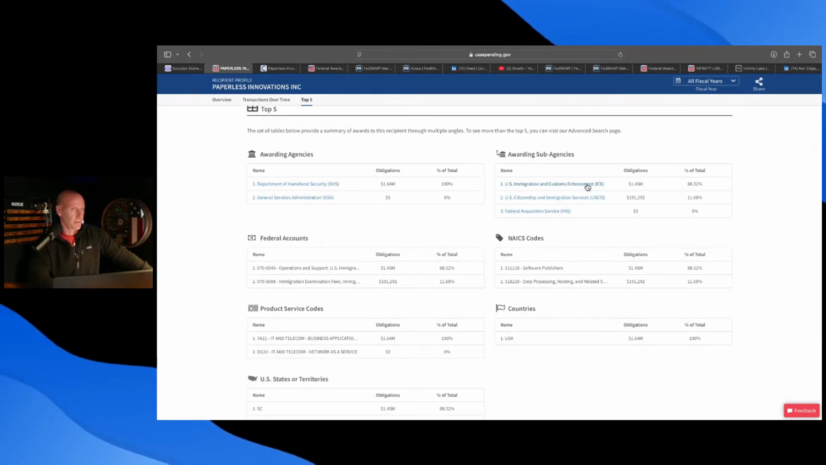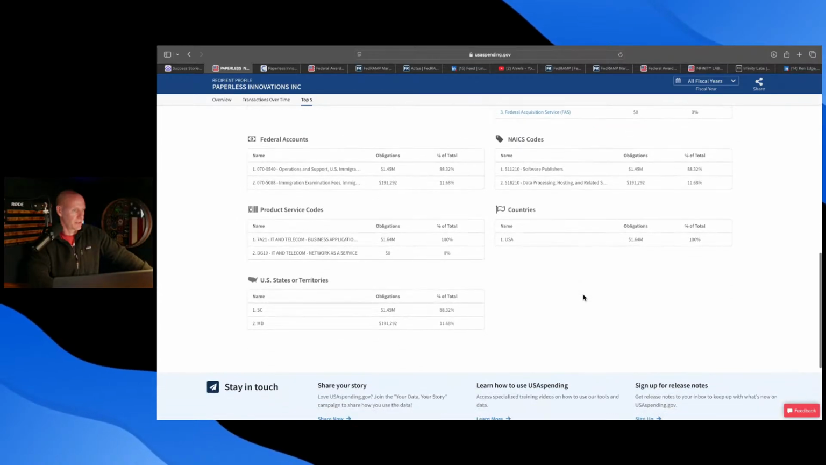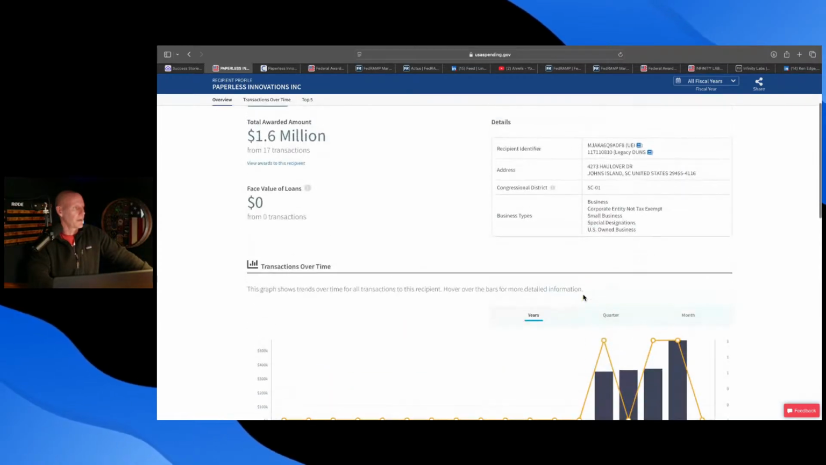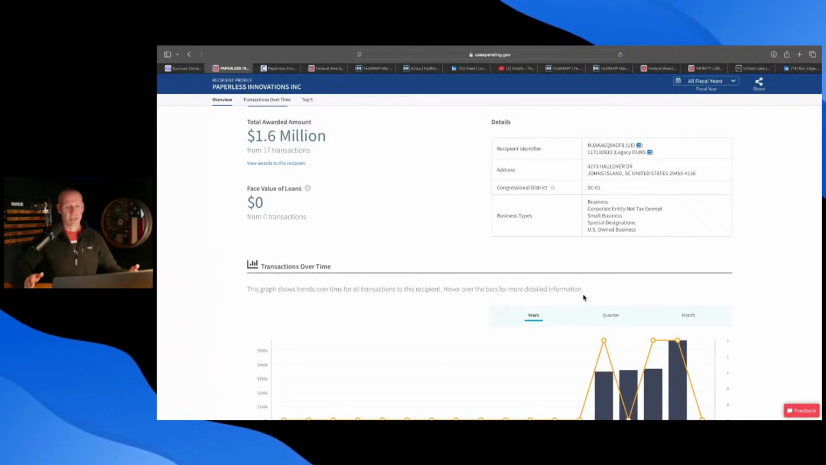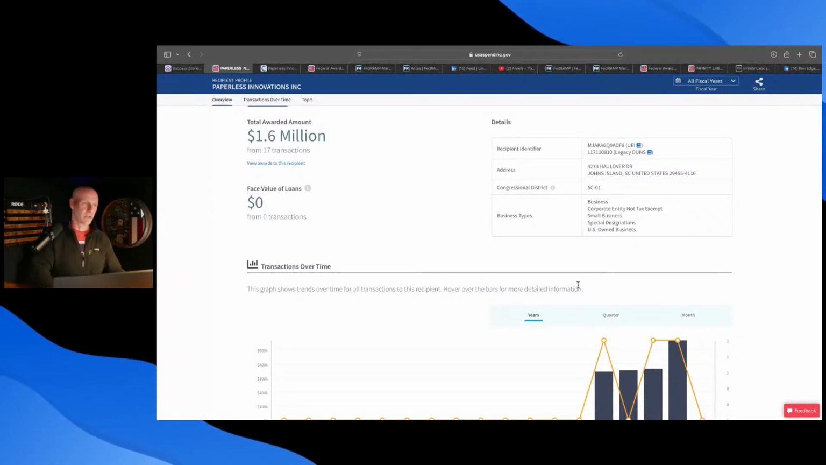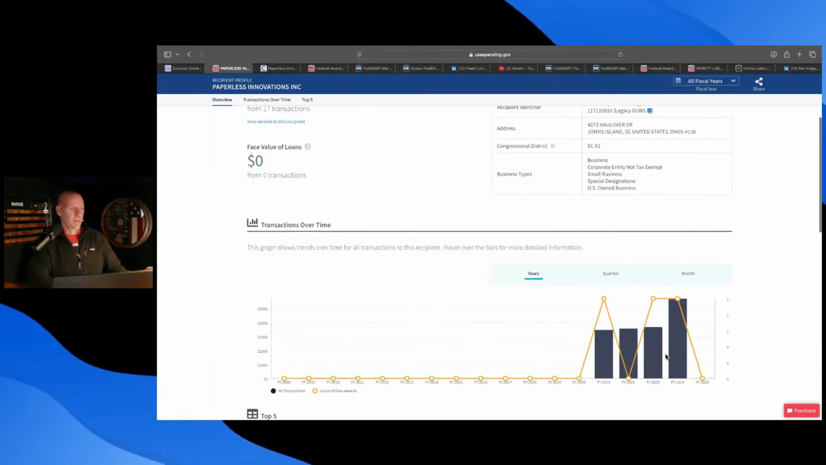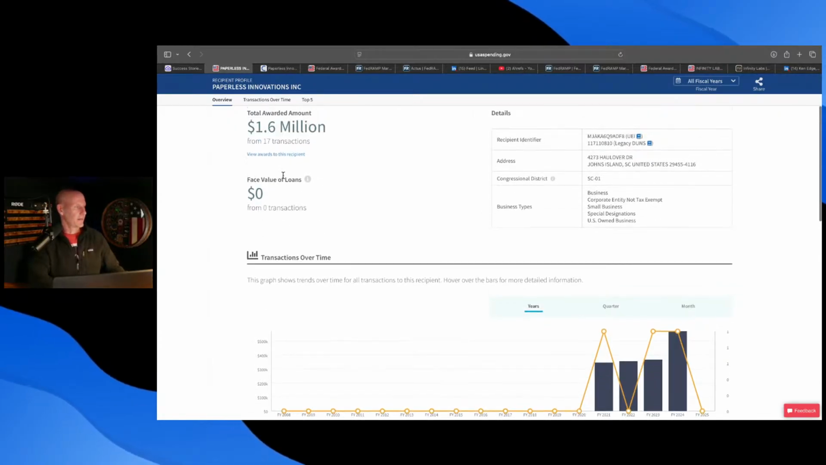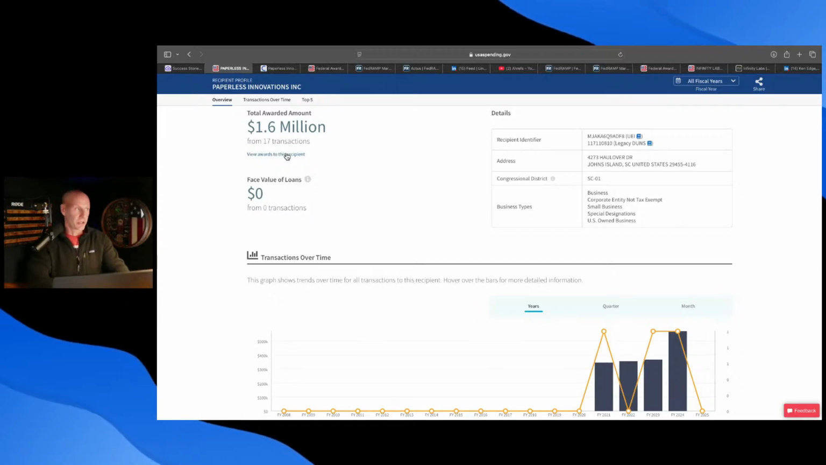And it looks like most of their awards have been to U.S. Immigration and Customs, and U.S. Citizenship and Immigration Services. Okay. Now let's go and see. I want to know how they got their start. I don't have the complete picture yet. So I can see some awards here from FY21. We know they have a GSA schedule. We know they have a very specific solution, right?